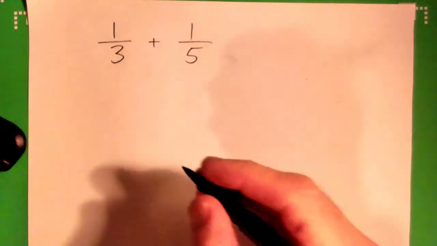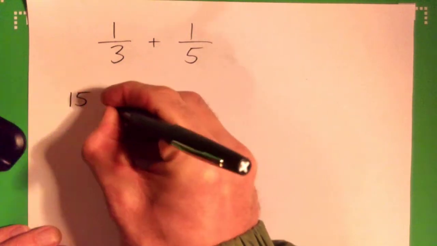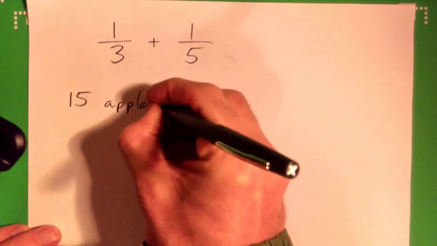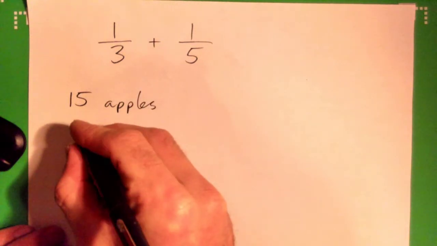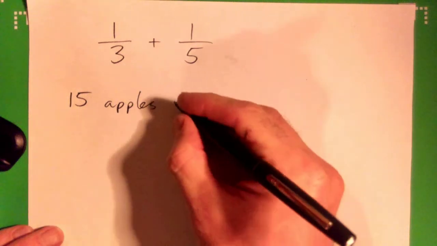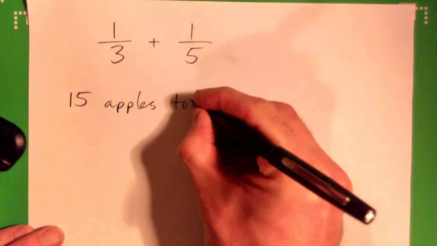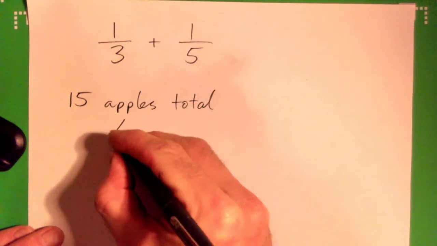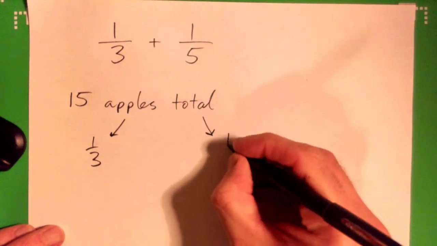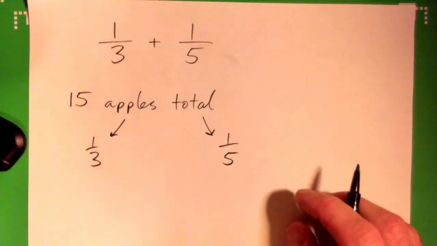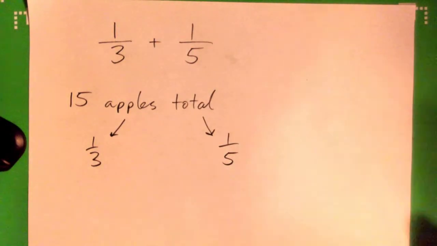We're going to solve this using apples first of all. We got 15 apples. What would 1/3 of this 15 apples total be? What would 1/3 of it be? And then figure out what would 1/5 of it be, right? What's 1/3 of the total? What's 1/5 of the total?